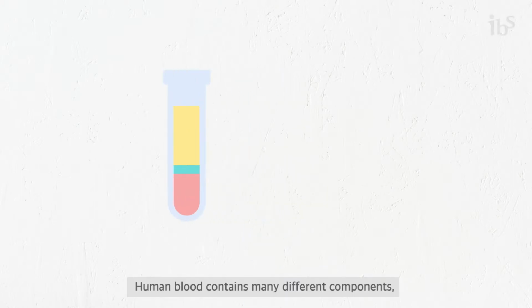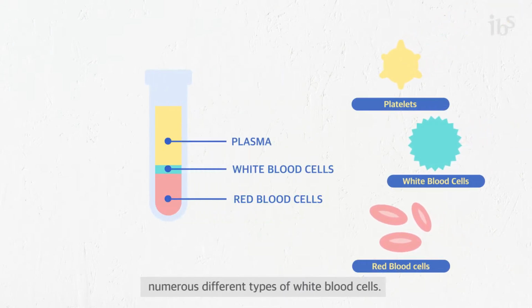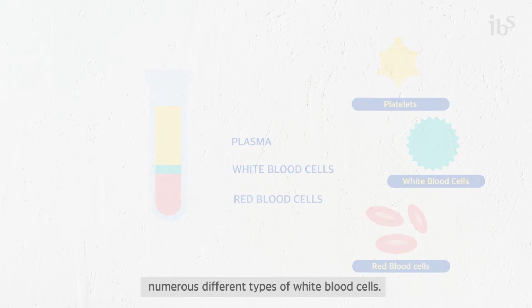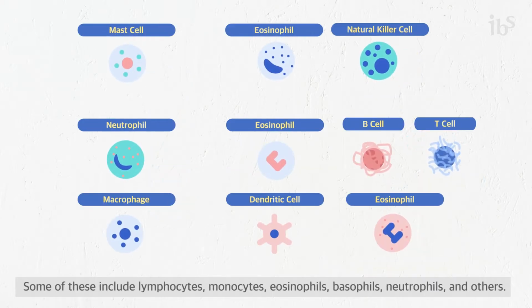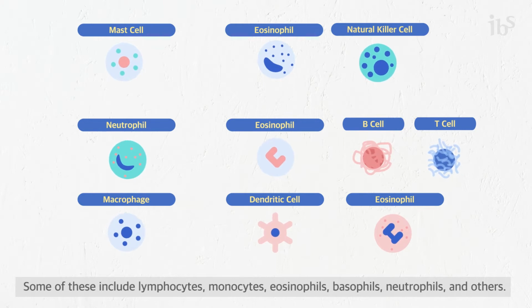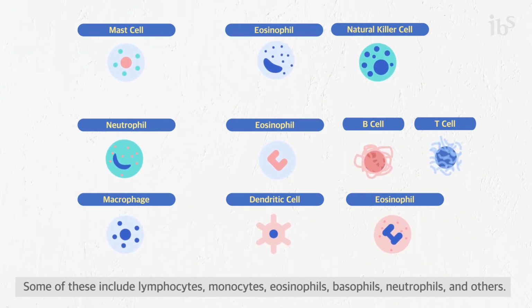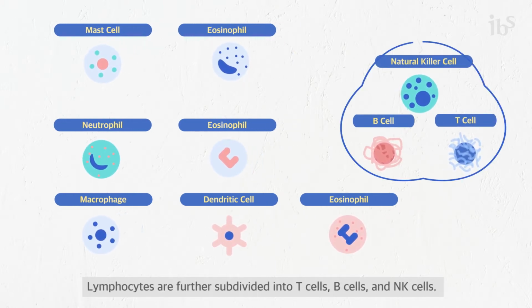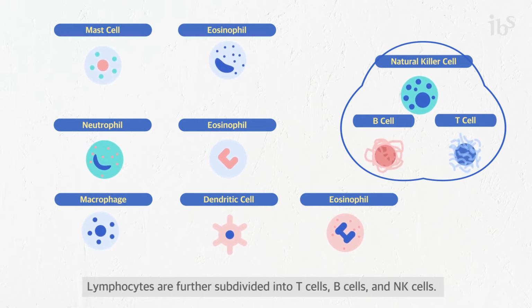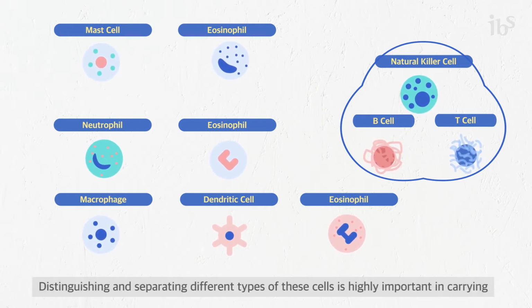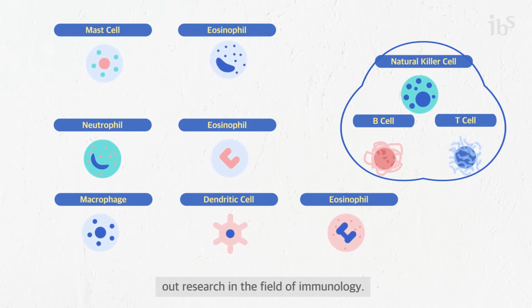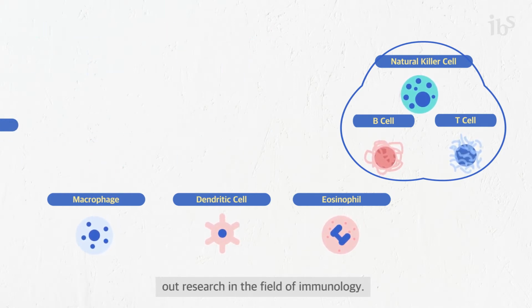Human blood contains many different components, including numerous different types of white blood cells. Some of these include lymphocytes, monocytes, eosinophils, basophils, neutrophils, and others. Lymphocytes are further subdivided into T cells, B cells, and NK cells. Distinguishing and separating different types of these cells is highly important in carrying out research in the field of immunology.